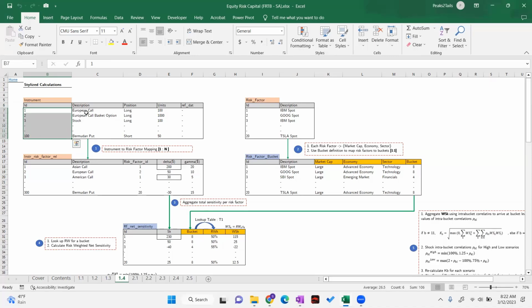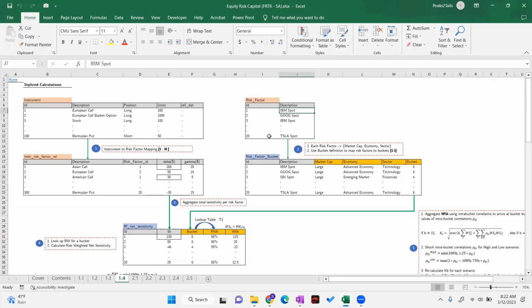Instrument ID is the name of the instrument, position, number of units, and lots of reference data columns. What I mean by reference data is data like time to maturity, other contractual data, instrument data, who is the counterparty, and all these things. There could be multiple tables also. This is just a stylized data model. Okay. So we have instruments.